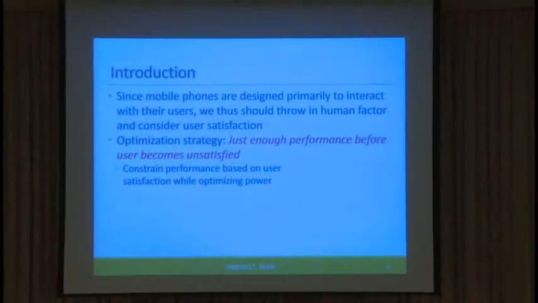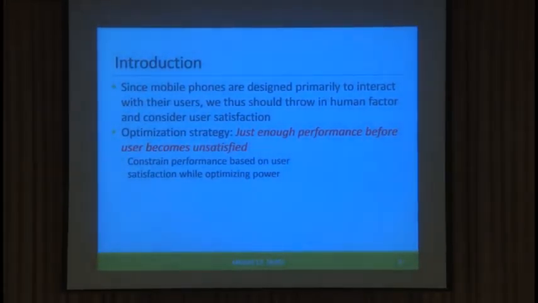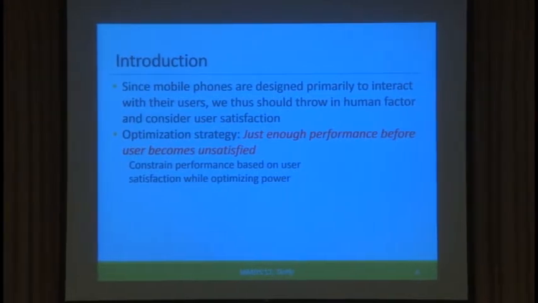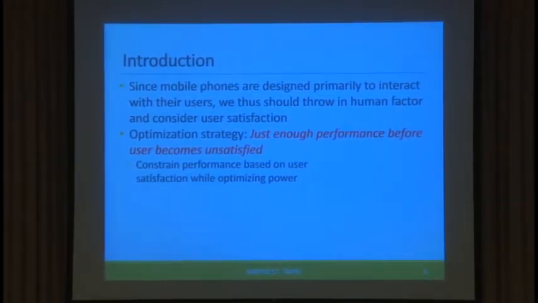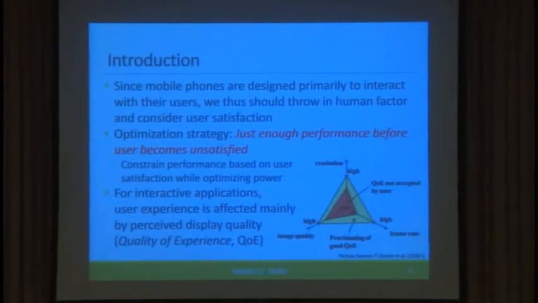But mobile phones are very interactive. So we must throw in the human factors and consider human satisfaction, because the user's satisfaction is really what matters about the mobile phone. So the optimization strategy may become that we want to have just enough performance before the user becomes unsatisfied, right? If we follow this strategy, then of course we could lower the frequency to a certain level before we know that the user will feel unsatisfied. So basically this constrains the performance, and then we try to optimize the power. Now, for interactive applications, normally the display quality will dominate the user experience.